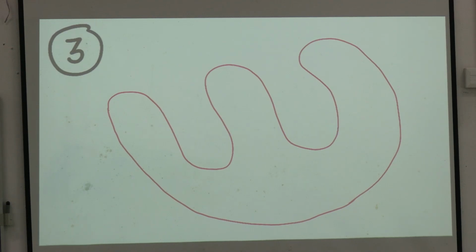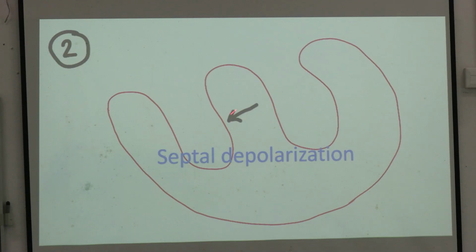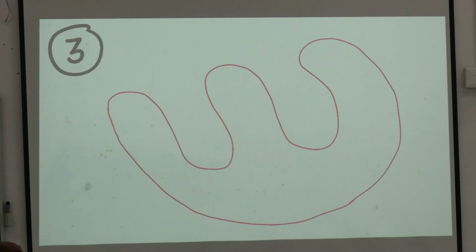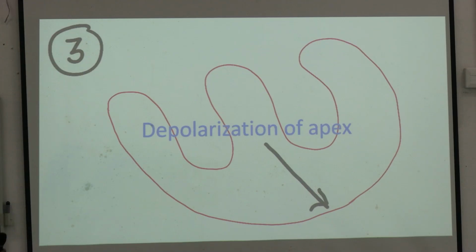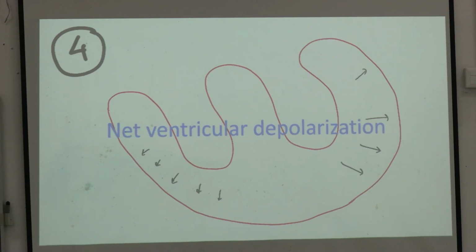So previously, the septal depolarization vector is a small vector. Its direction is this, but it is not strong enough. It is weak, right? Now this depolarization of the apex is a strong vector which depolarizes your cardiac apex. Clear? Now the fourth vector.